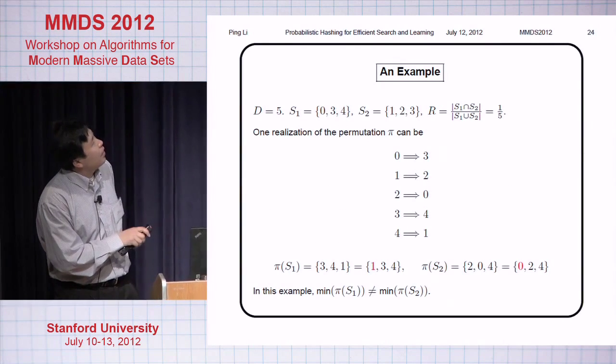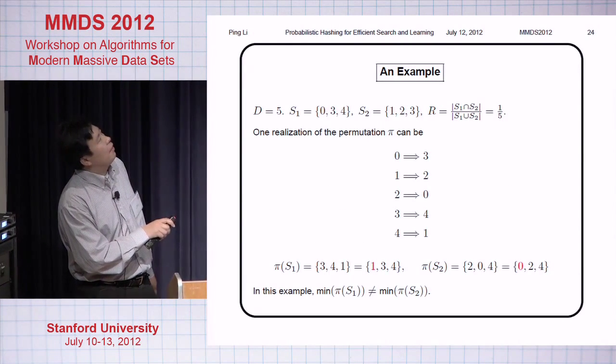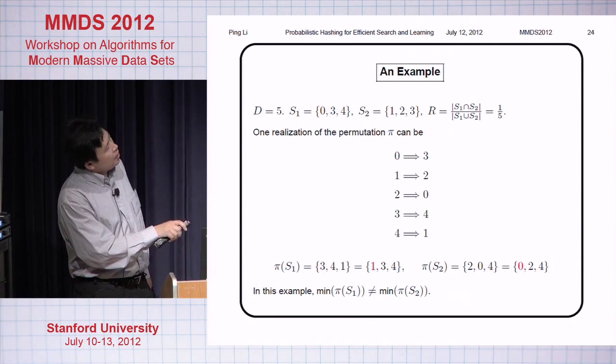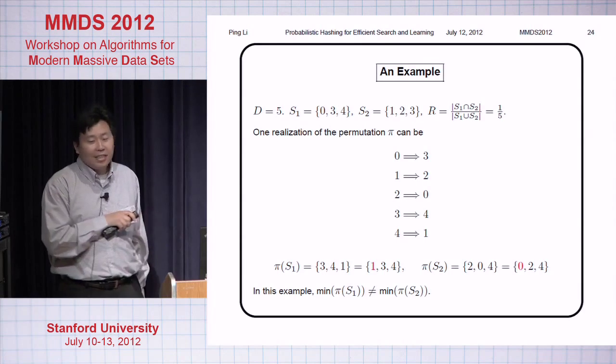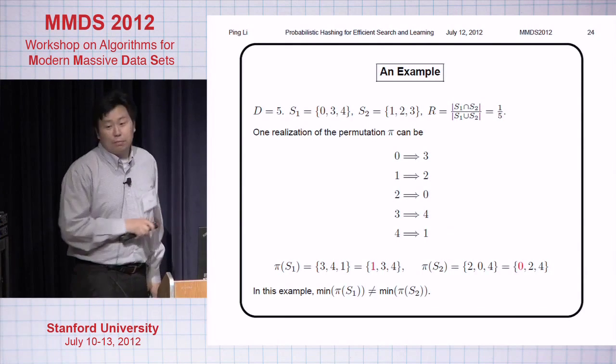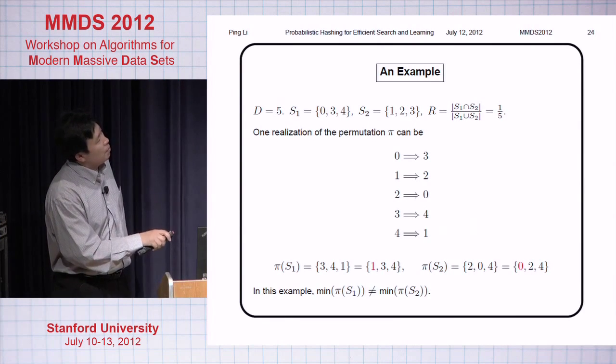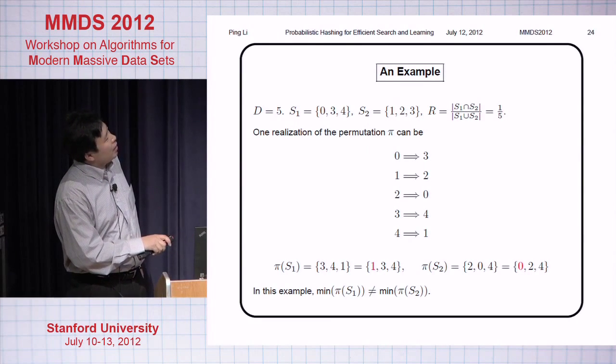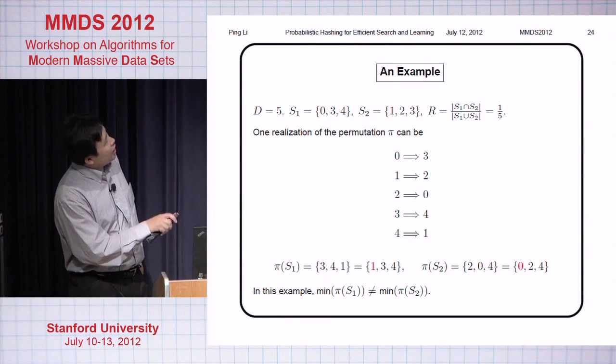Here's just a toy example. Suppose the space has 5 elements. S1 has 3 elements, S2 has 3 elements. So the resemblance is 1/5. And this is one realization of the permutation. So 0 becomes 3, 1 becomes 2, etc. Now let's apply this permutation to S1. Let's see, you guys can help me.